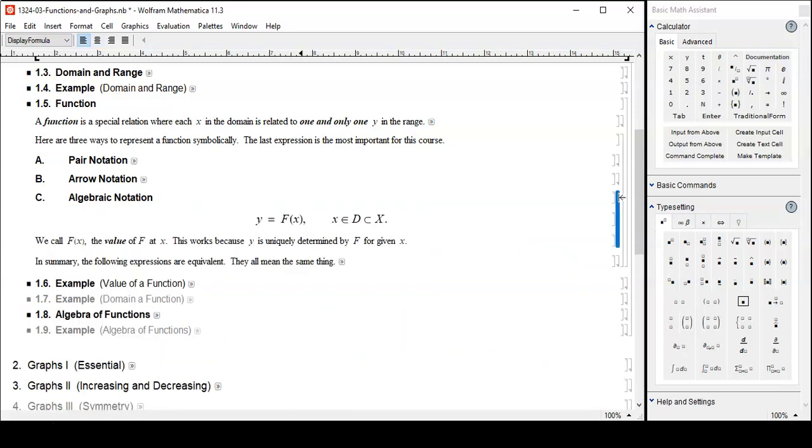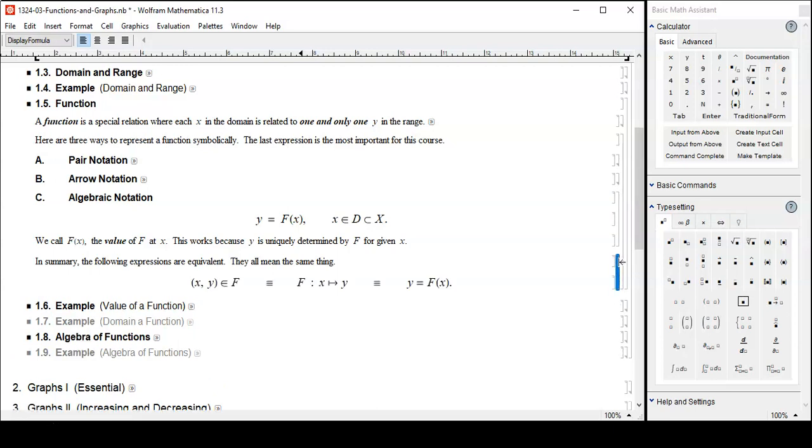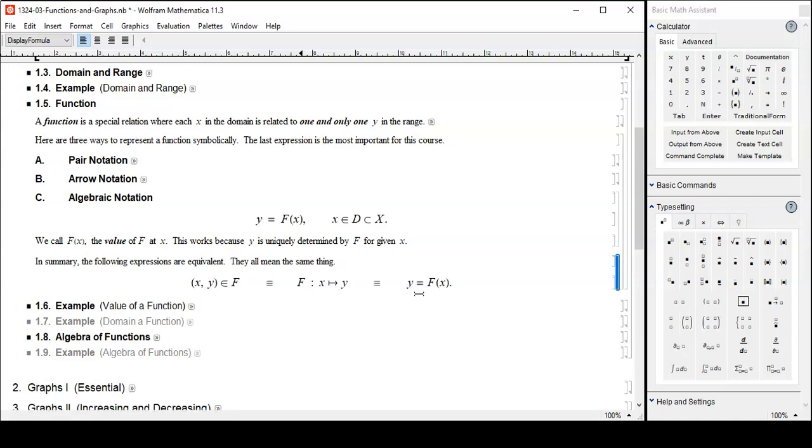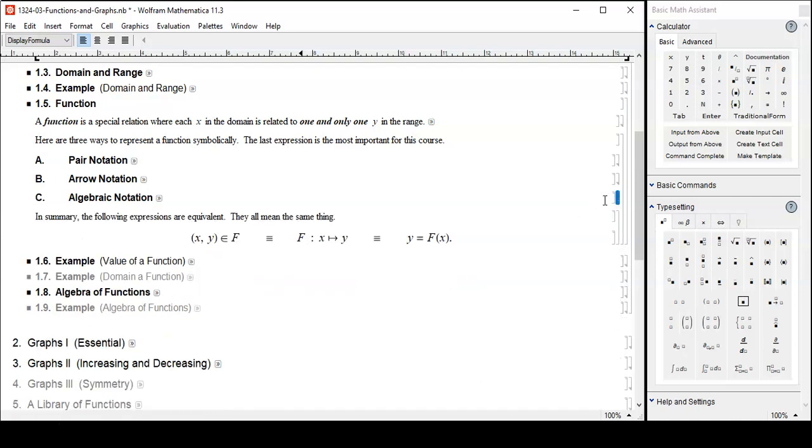Third, algebraic notation, y equals f of x, where f is typically some algebraic expression. In that case, y is determined uniquely through this algebraic computation, so we get the function notation. I'm not going to talk about the example just yet. I'm simply saying that these three concepts, or these three notations, mean the same thing.